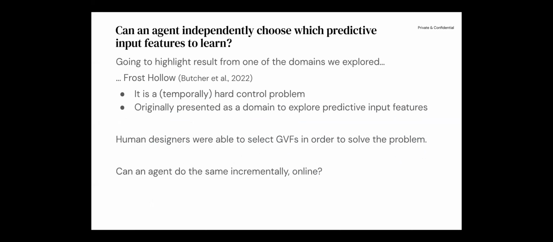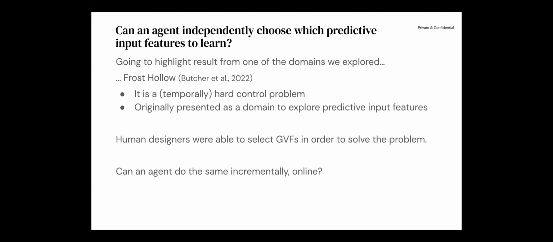recently introduced. It's called Frost Hollow. It is a temporally hard control problem. That is, there is a partially observable element of the environment that appears at a random cycle, and the agent has to succeed in avoiding this temporal event over many successive cycles before it even begins to observe reward.